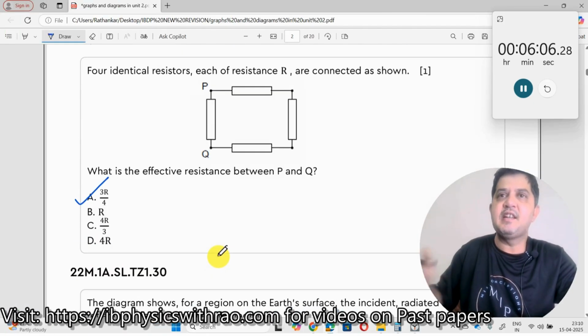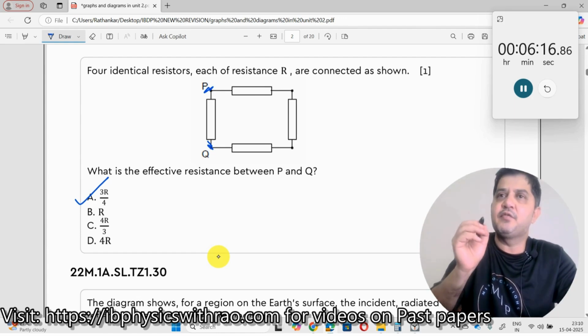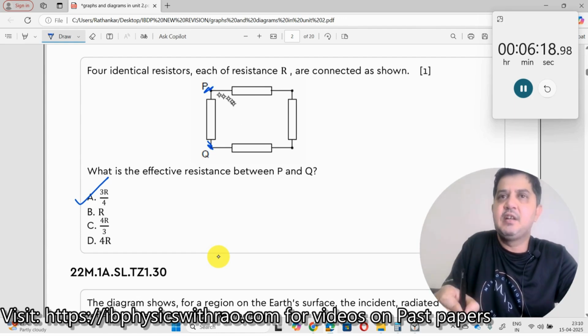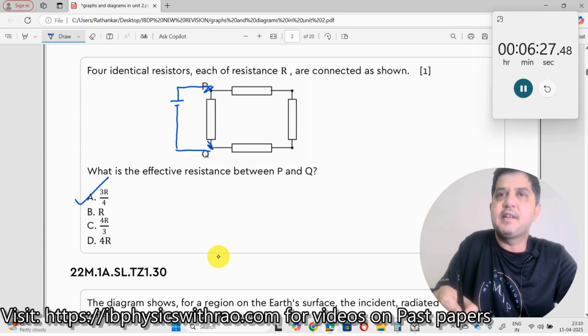Four identical resistors, each of resistance R, are connected as shown. What is the effective resistance between P and Q? Whenever circuit diagrams like this are asked, what you do is connect a battery between P and Q. Though the battery is not given, you can connect one here. When you connect a battery, a current is extracted here.